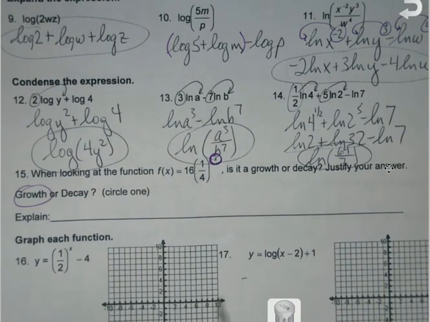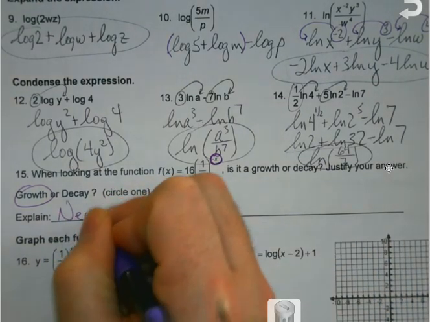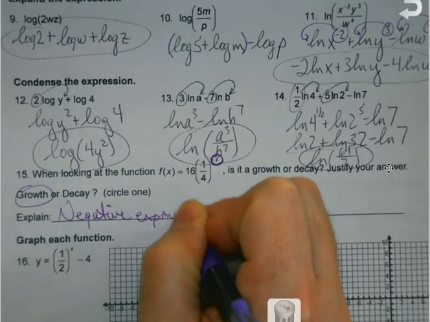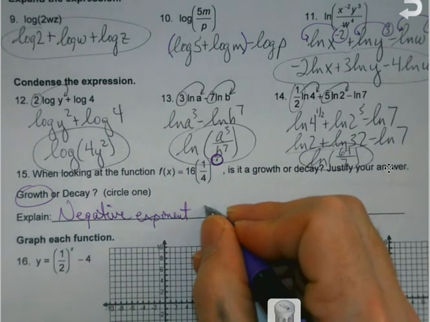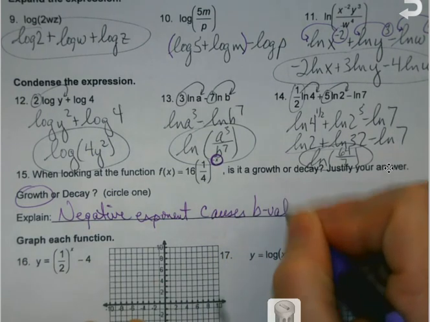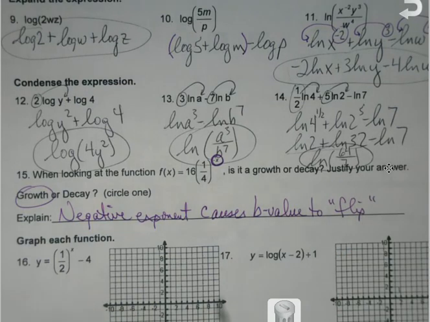Explain. It's not just, it's a negative exponent. Because if I had 4 to the negative x, that would be decay. So I can't do it that way. What does the negative exponent do? Well, the negative exponent causes my b value to flip. Or you could say, make it a reciprocal.